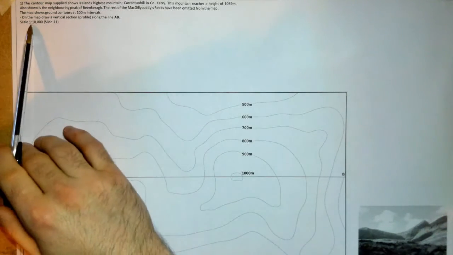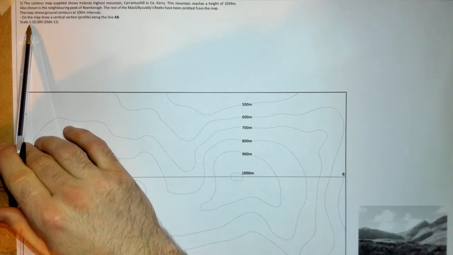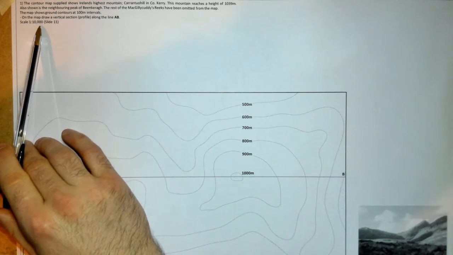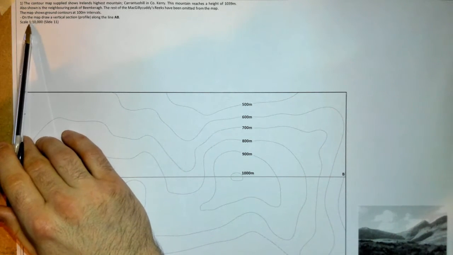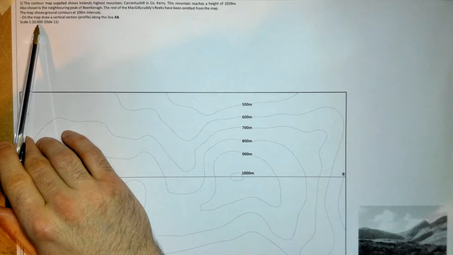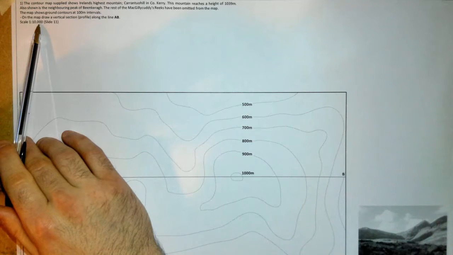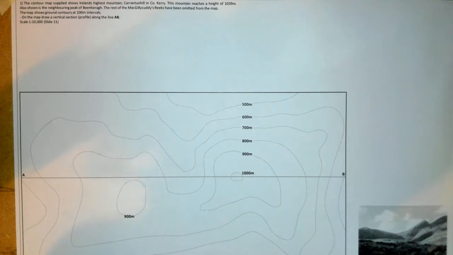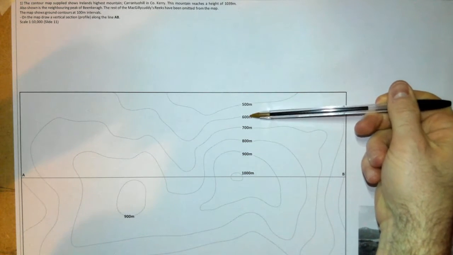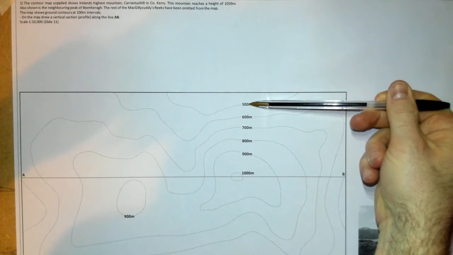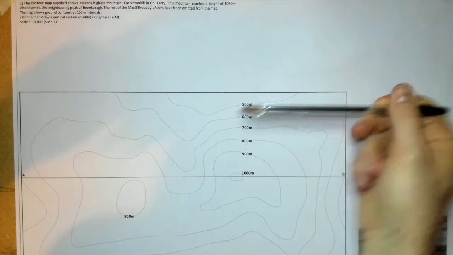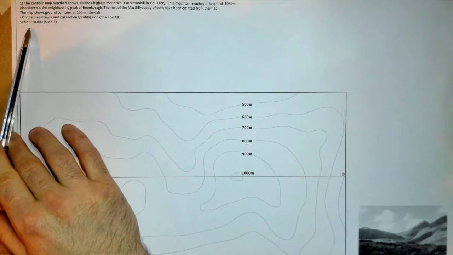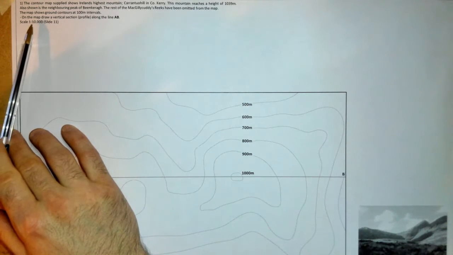The next thing to go over is the scale. For every 1 millimeter on this sheet, in reality it is equal to 10,000 millimeters. Another way of saying that is 10 meters. So 1 millimeter on the sheet is equal to 10 meters in reality. The distance between our contours is 100 meters, for example 600 to 500. So if 1 millimeter equals 10 meters, then 10 millimeters equals 100 meters.